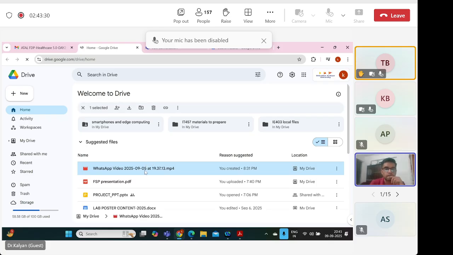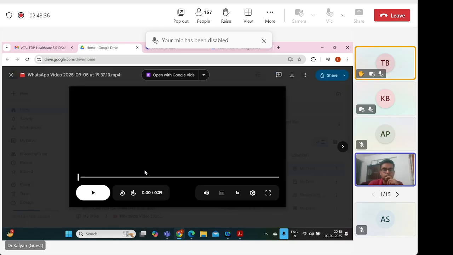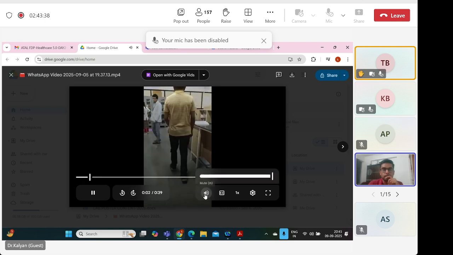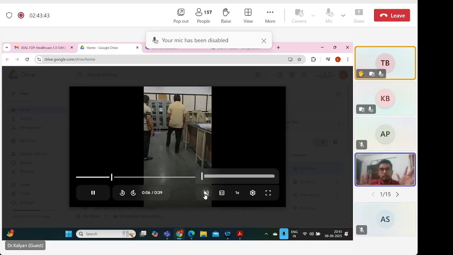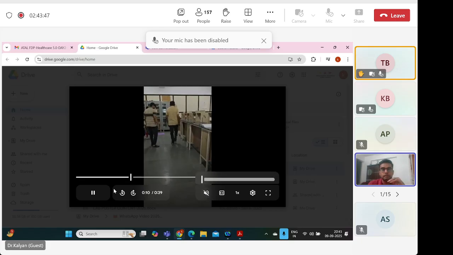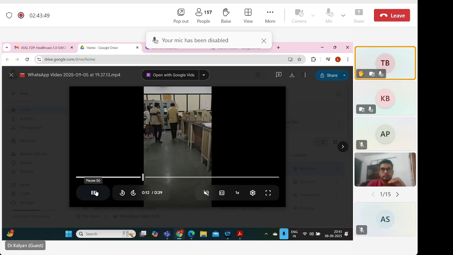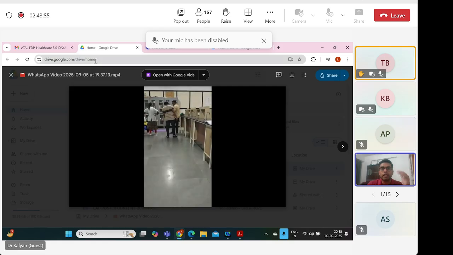Let's open, please. Just observe his walking. His left leg and then the right leg. Right?